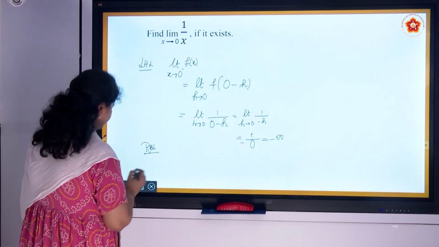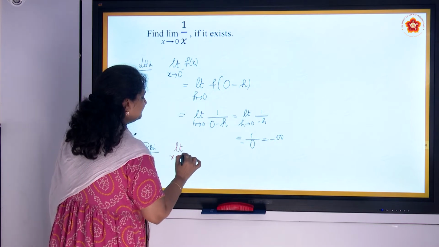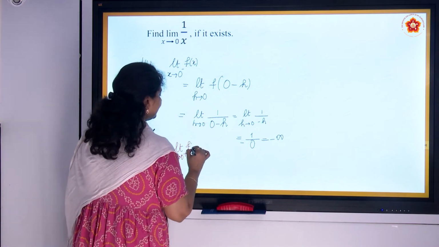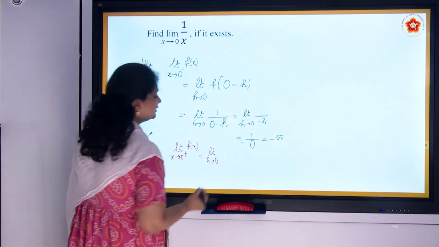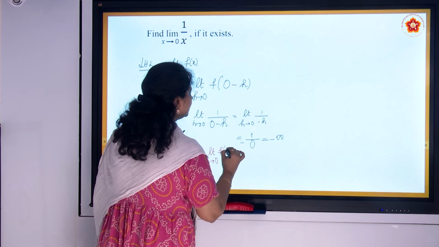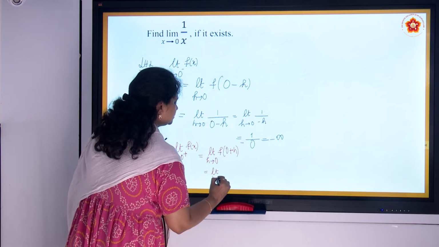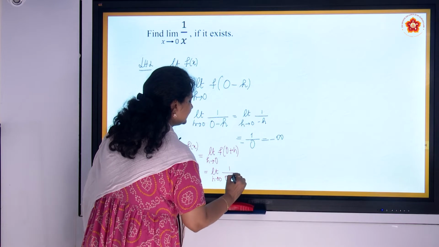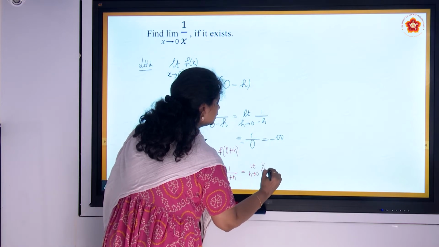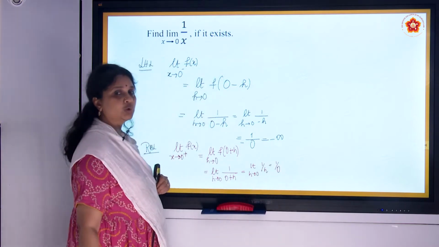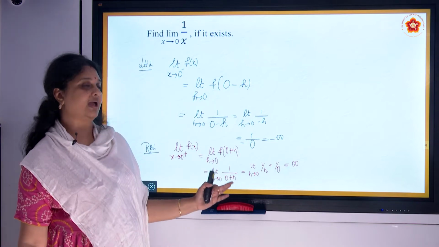So I'm going to look into the right hand limit. Let me change the color of the pen. Now I'm going to look into limit x tending to 0 plus, a number slightly more than 0, of f of x. So that is nothing but limit h, being very negligible, tending to 0 of f of 0 plus h, a number that's slightly greater than 0. So I have limit h tending to 0 of 1 by 0 plus h. That is nothing but limit h tending to 0 of 1 by h, that is 1 by 0. This is also infinity, but it does not carry the negative sign, and it's positive infinity.